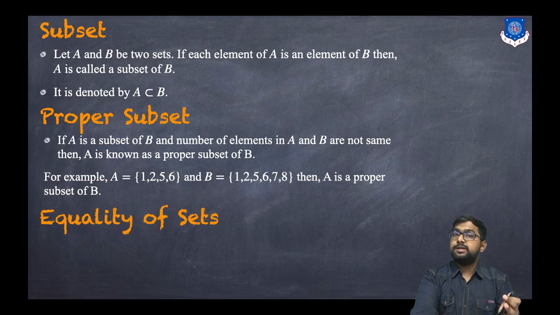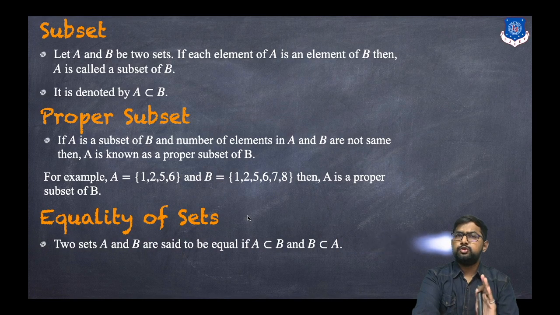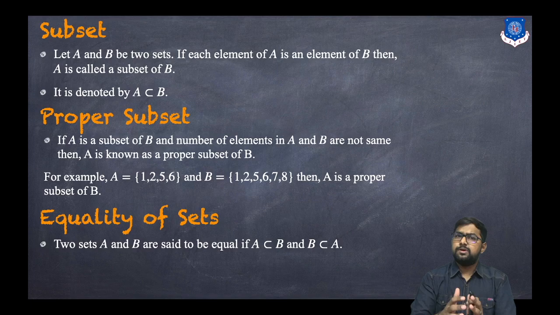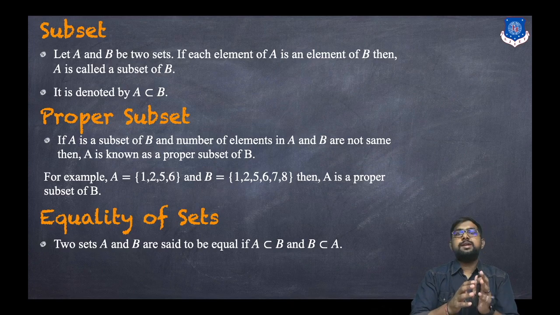Now what is equality of sets? Let us consider two sets. Two sets A and B are said to be equal if A is a subset of B as well as B is a subset of A. So in short, both the sets have to be subsets of each other. Then we can say that both the sets are the same.